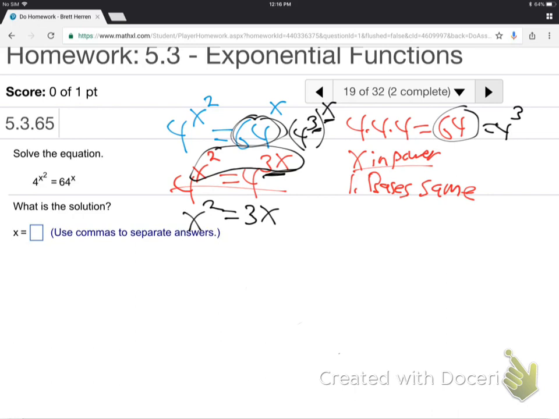Is everybody good to there so far? Everybody seeing that? What's happened? So what did I do? I made the bases the same, then set the powers equal. Now, how do you solve this little equation? We're out of the woods. We're out of the power stuff. What do you do with x?